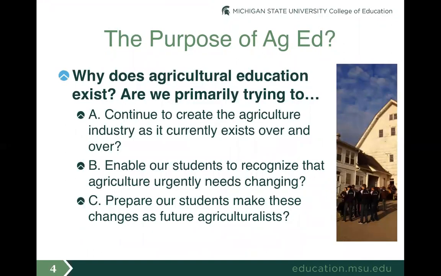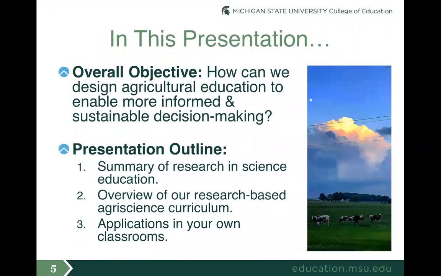So we have to ask ourselves, what is the purpose of agricultural education? Are we merely trying to recreate the status quo of agriculture, problems and all? Or are we trying to prepare our students to be change agents in order to make a more sustainable, viable, and efficient agriculture industry? And so the overall objective of this presentation is to ask ourselves, how can we design agricultural education to enable more informed and more sustainable decision making?